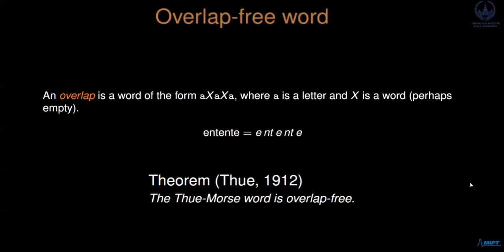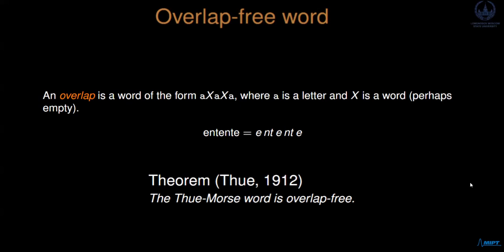Let's now look at overlap-free words, another important concept in combinatorics on words. An overlap is a word of the form a, capital X, a, capital X, a, where a is a letter and X is a word, which could be empty also. In this structure, the letter a occurs 3 times, with some repetition of a block in between.